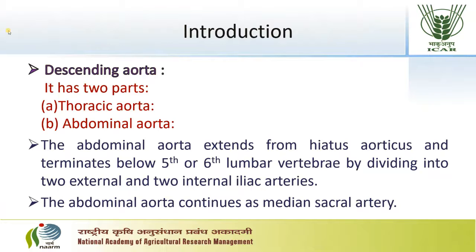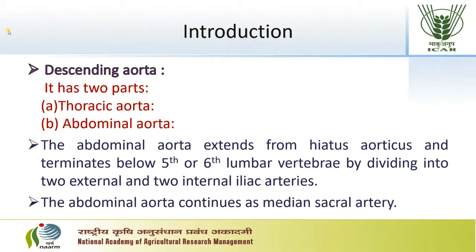As we know, the aorta has two parts, thoracic aorta and abdominal aorta. The thoracic part of the aorta is known as thoracic aorta, and the abdominal part of aorta is known as abdominal aorta. These are the two parts of the posterior aorta or descending aorta.